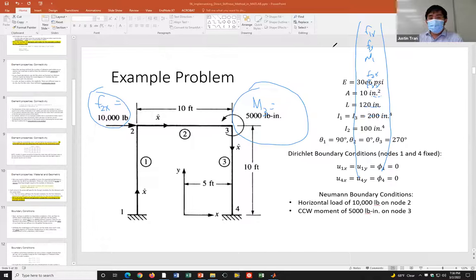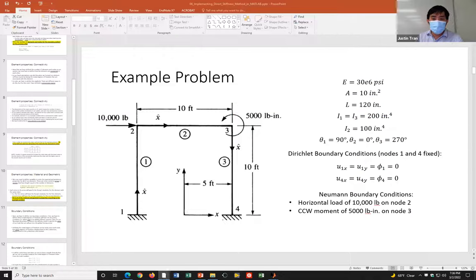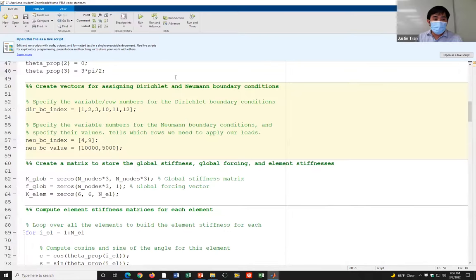And so when we go to apply these boundary conditions, we would need to plug in, let's say for this one, F2y is equal to 10,000, right? And so all we're doing right now is we're telling MATLAB which row we're applying this in. And so that's why for the first run, I have a 4, and then for the other one, I have a 9, because the horizontal row is going to go in row 4, and the moment of 5,000 is going to go in row 9.